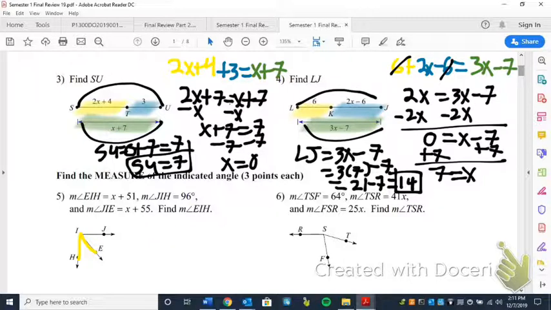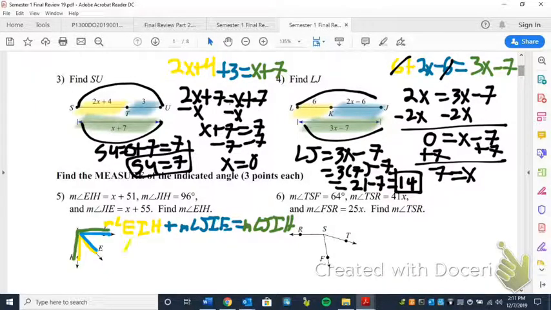Okay, on the bottom ones, the idea is the same, except now we're dealing with angles. Find the measure of the indicated angle. So the two small angles are going to add up to the big angle. Yellow and blue make green. So here we have EIH, that's my yellow angle, plus the measure of JIE, that's my blue angle, equals the measure of JIH, that's my big outside green angle.